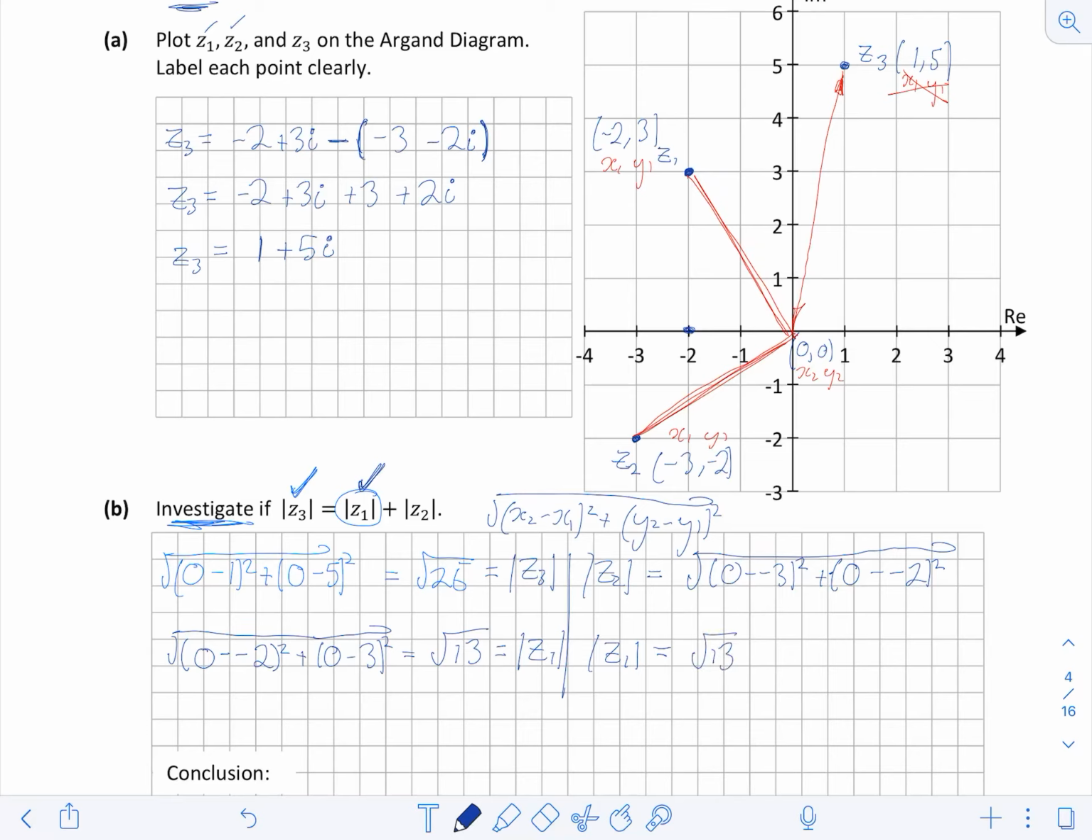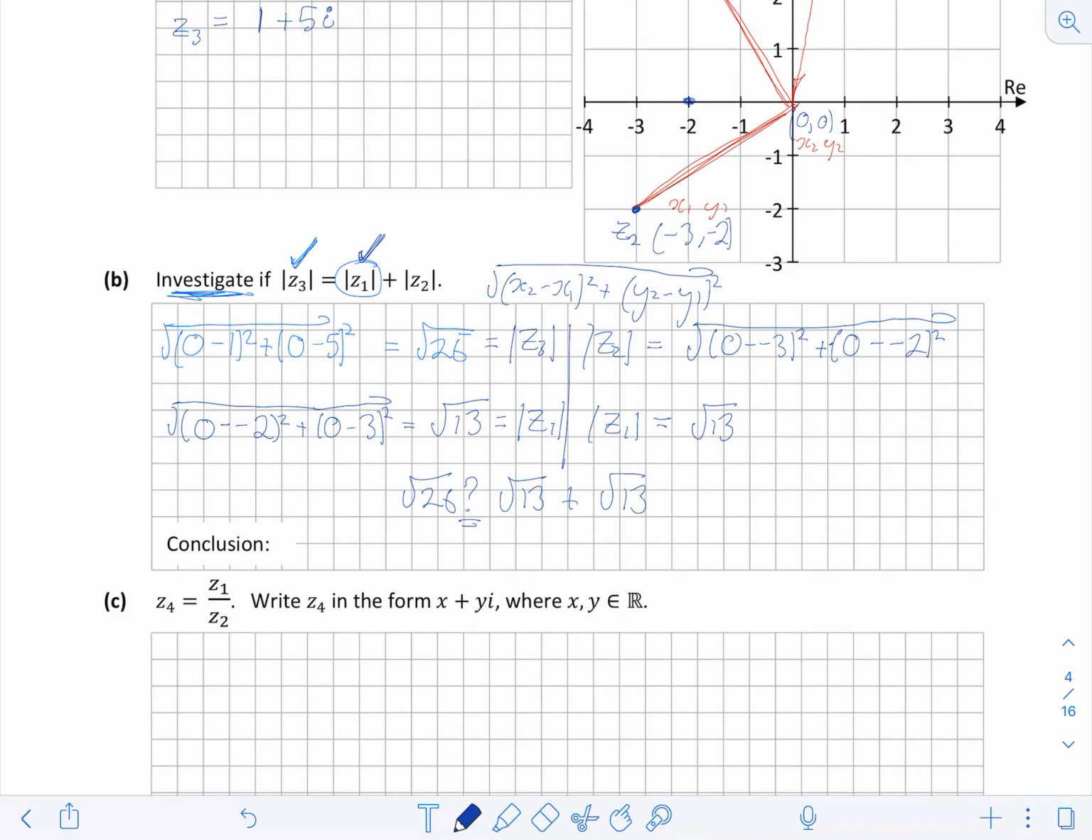So we now need to check, is the square root of 26 equal to the square root of 13 plus the square root of 13? And the answer is no. Because the square root of 26 is 5.099. Is that equal to the square root of 13, which is 3.6? So 3.6 plus 3.6 is not equal. Yeah. Okay, that job is done.